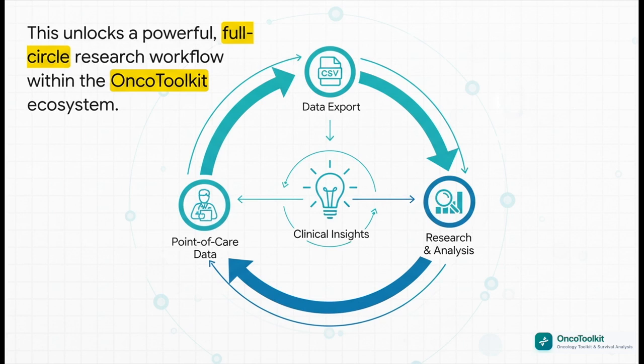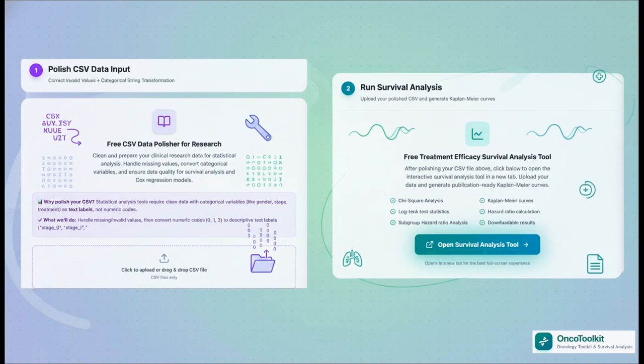And it all happens right inside the Enko Toolkit ecosystem. So you take that raw CSV, and the workflow is completely seamless. Step 1, on the left, you bring it into the CSV polisher. This is a huge time saver for cleaning and prepping your data, handling missing values, and so on. Then step 2, on the right, you take that polished file and upload it directly into our survival analysis tool. And just like that, it automates your Kaplan-Meier curves, your log rank tests, your hazard ratio calculations, taking you from raw data to publication-ready insights.